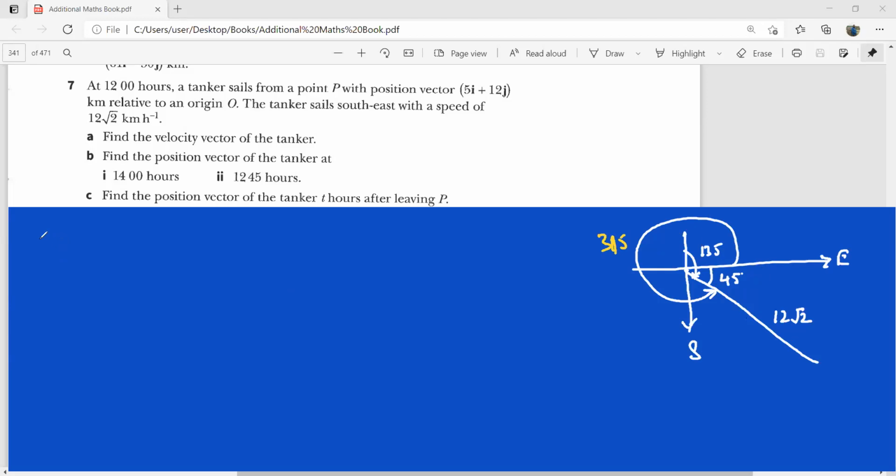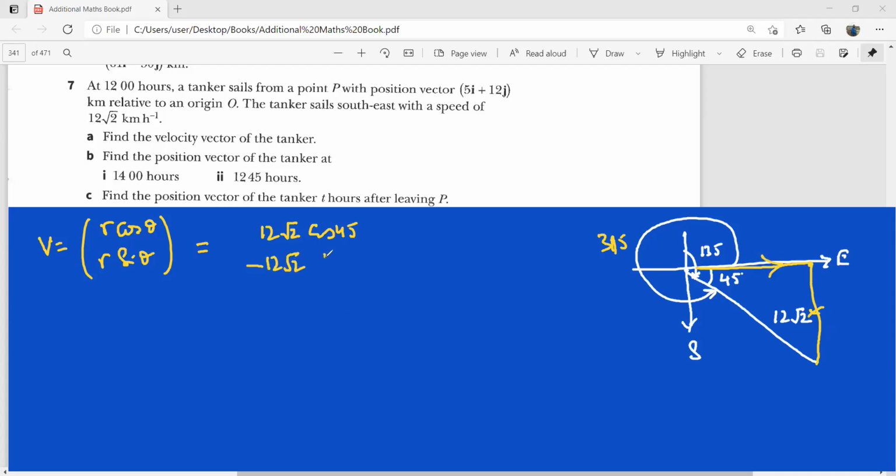Now, you know that the velocity vector is going to be r cos theta, r sin theta. Now, should I use the basic angle or the general angle? Tell me quickly. Basic angle. Okay, if you want to use the basic angle, then you will have to write it as 12 under root 2 cos 45. And with this, you will write a minus because you know your y coordinate is going downwards. This x is positive, y is negative. This is minus 12 under root 2 sin 45. How many of you remember the value of sin 45 and cos 45 mentally?